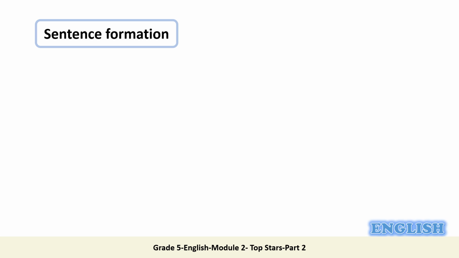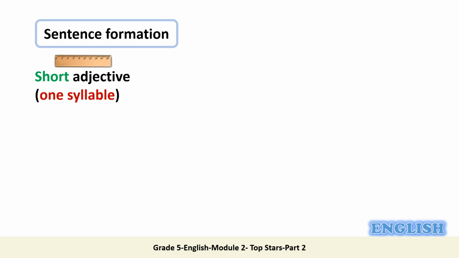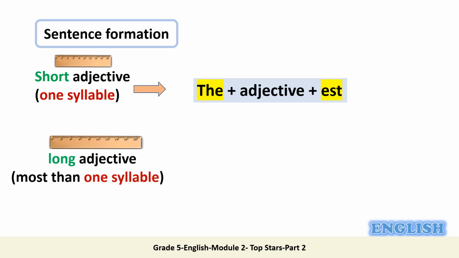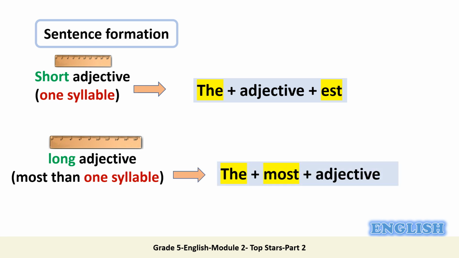So let's revise our rule. When we use a short adjective to compare 3 or more nouns, the article the comes before the adjective and we add est to the adjective. So the plus adjective plus est. And when we're comparing 3 or more things with an adjective that has 2 or more syllables, we use the most before the adjective. So the plus most plus adjective.